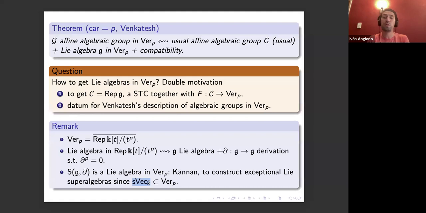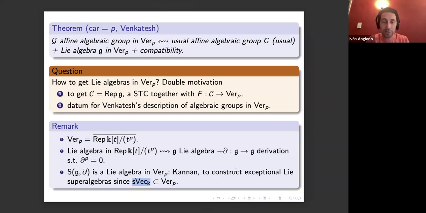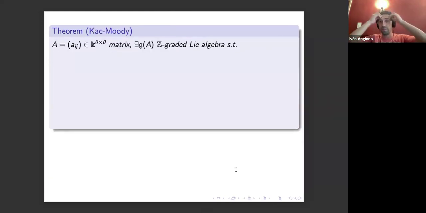When we saw this paper, we wanted, with Julia and Guillermo, to understand what happens there. And we said, well, what happens if the image is not inside the supervector spaces? You can do the same and you can obtain a real, let me say, in the sense that it is not a previously known Lie algebra in the Verlinde category. And essentially, he constructed many exceptional Lie algebras starting from Kac-Moody algebras. So I will say a bit what a Kac-Moody algebra is. Probably many of you know what it is.